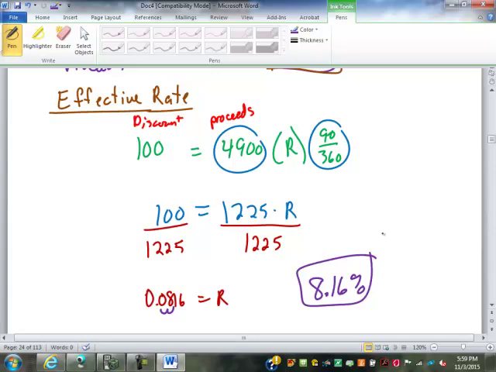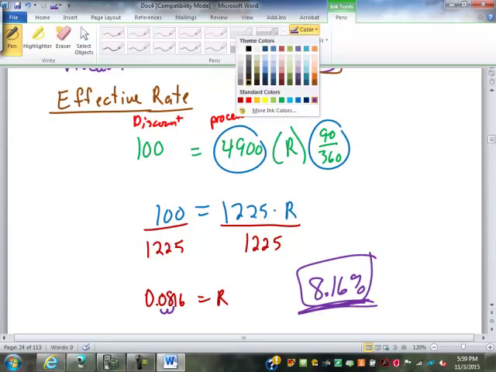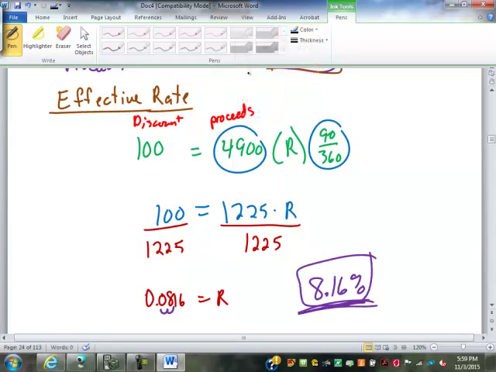Now in this case, I did not specify whether I wanted it rounded to the 10th of a percent or 100th of a percent. It would be one of those two usually. MyMathLab will always say usually round to 2 decimal places, or to a percent to 2 decimal places, or round to the 10th or 100th of a percent. So the effective rate here, even though it states it's an 8% interest, it is actually 8.16% because you do not receive the full amount of the face value.